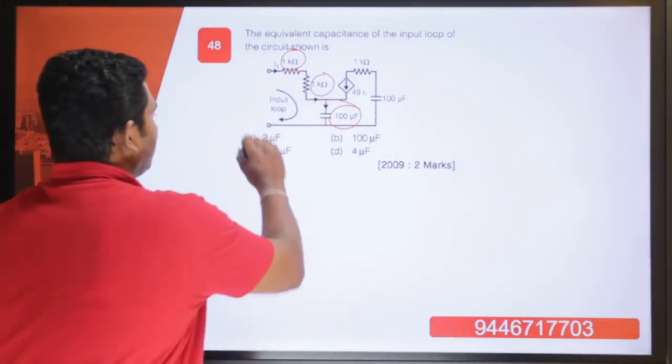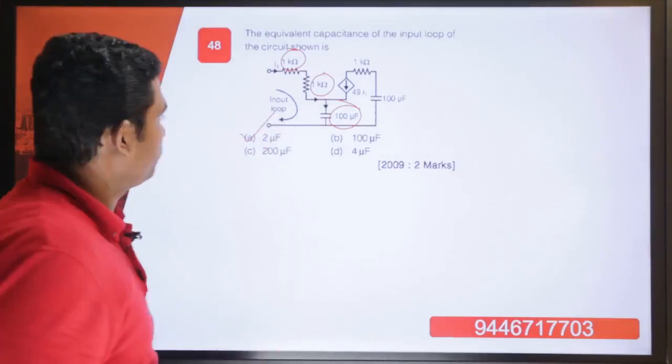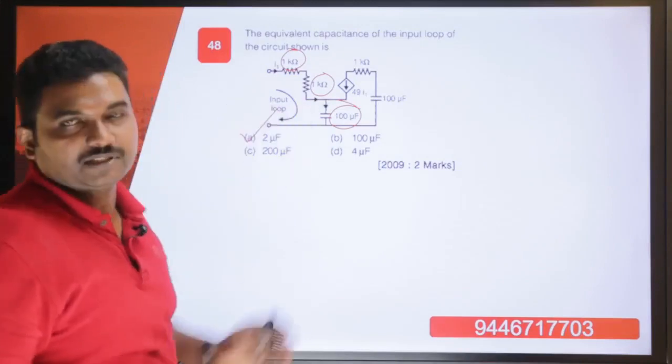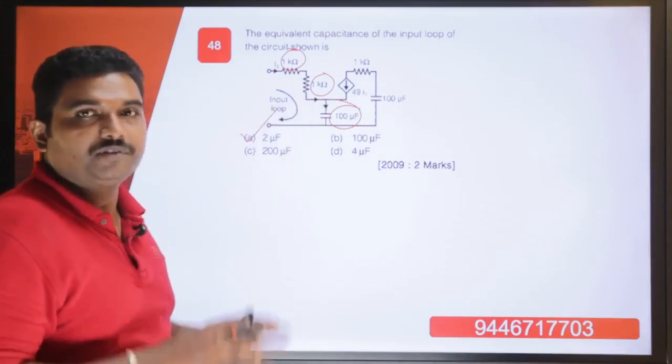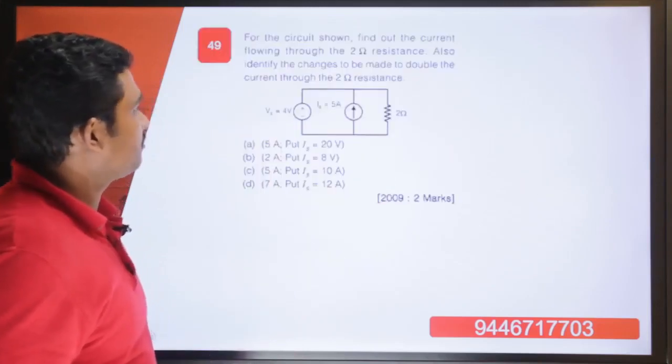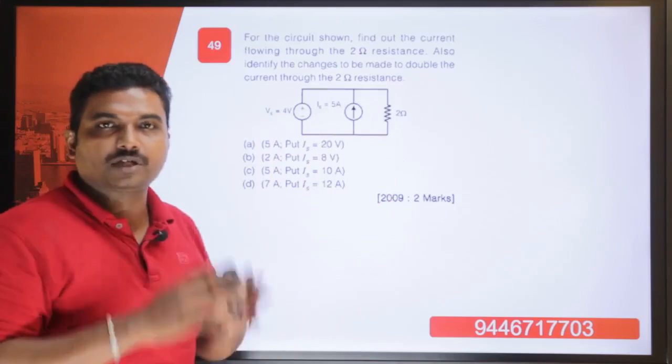So what is our answer? Our answer is option A, which is 2 microfarad. 2 microfarad is the net equivalent capacitance of the input circuit of the circuit shown in the figure. Now this is about question number 48. Now we are going to move into question number 49.